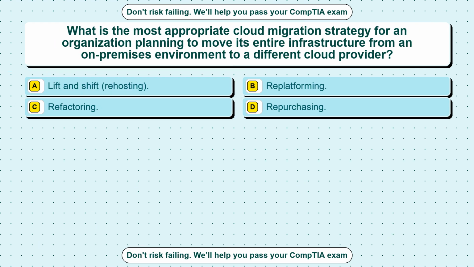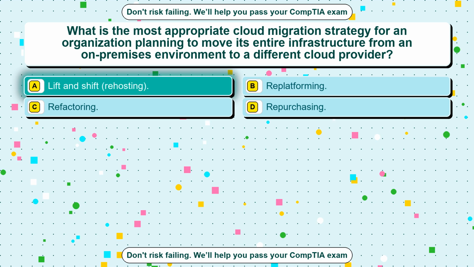Question 8. What is the most appropriate cloud migration strategy for an organization planning to move its entire infrastructure from an on-premises environment to a different cloud provider? Option A, lift and shift, rehosting. Option B, replatforming. Option C, refactoring. Option D, repurchasing. The correct answer is option A.